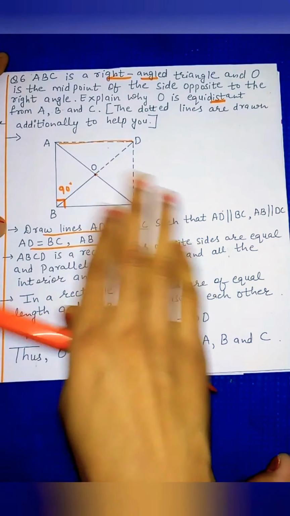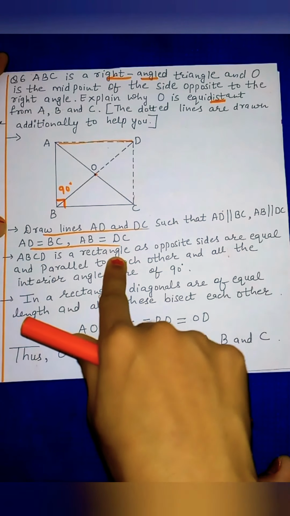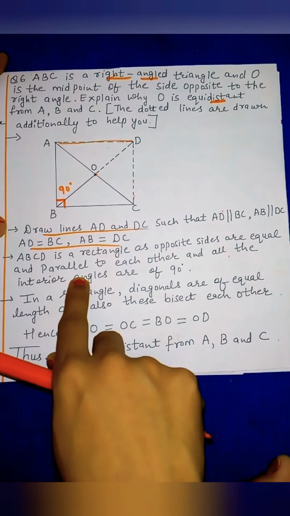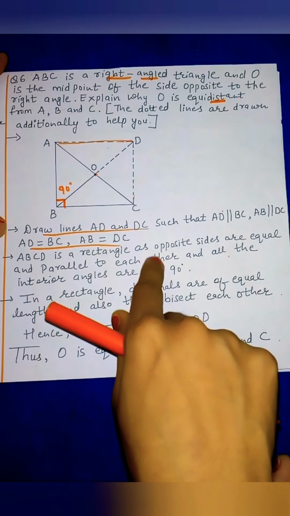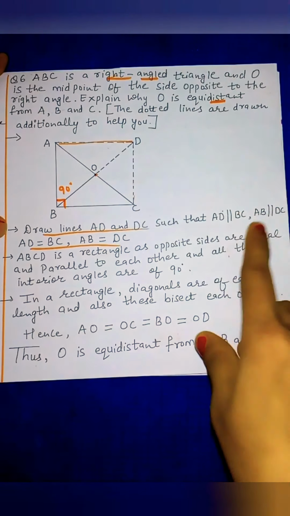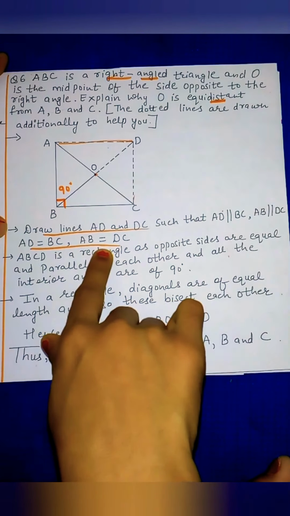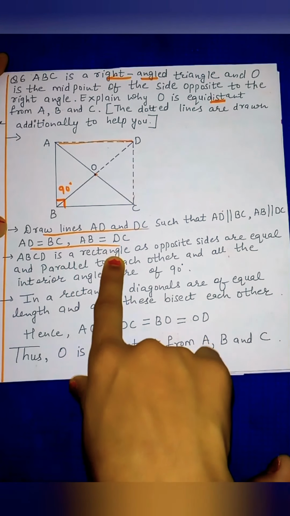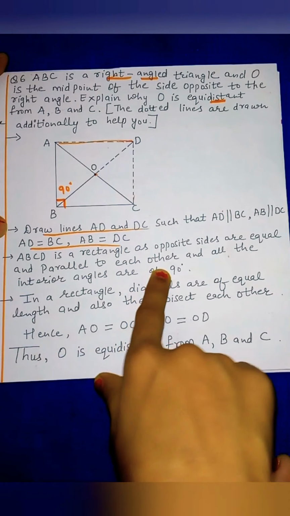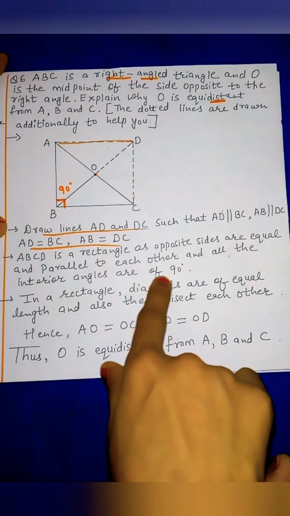Now this figure is a rectangle. So ABCD is a rectangle. Why? Because opposite sides are equal and parallel to each other. This is the property of a rectangle, and we are getting opposite sides parallel and equal. We have shown parallel and equal. So ABCD is a rectangle as opposite sides are equal and parallel to each other, and all the interior angles are of 90 degree.